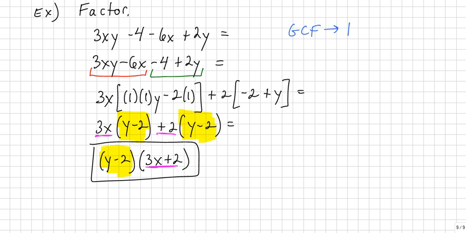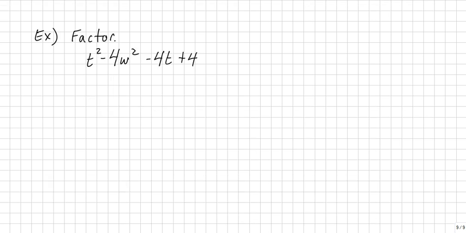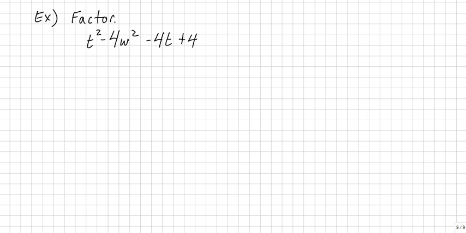All right, let's look at one more. So let's factor, once again, we have 4 different terms here, so it's not going to be any of our special products when you look at it. And the greatest common factor, 1, 4, 4, and 4, the only thing they have in common is a 1. Some of them have t's, some of them have w's, some of them have nothing, so there's no variables in common. So the greatest common factor is just 1, so we're not going to bother factoring it out.